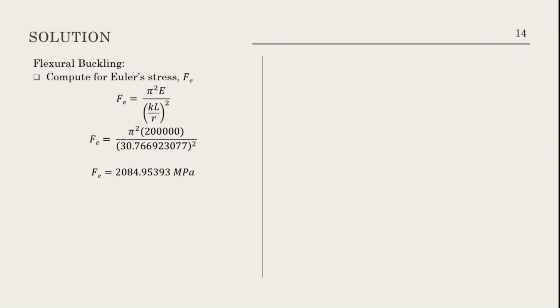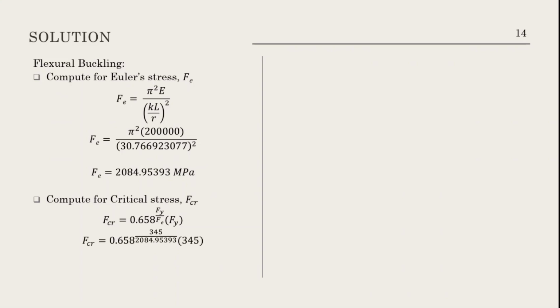So therefore, the formula for FCR is 0.658 raised to Fy over Fe times Fy. So we substitute the given values. Therefore, we have FCR equals 321.9146198 megapascals.